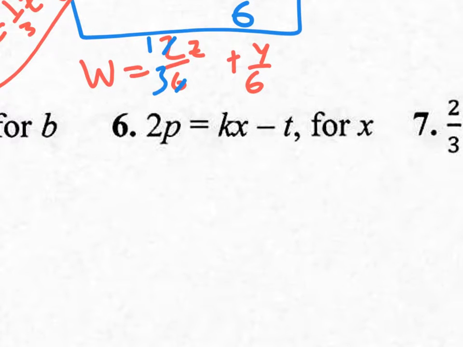I want to solve for what? X, okay. So let's get x by itself on one side of the equal sign. Where's the x at? The left side or the right side of the equal sign? It's on the right side. Here's the equal sign. It's definitely on the right side. I need to get it by itself.